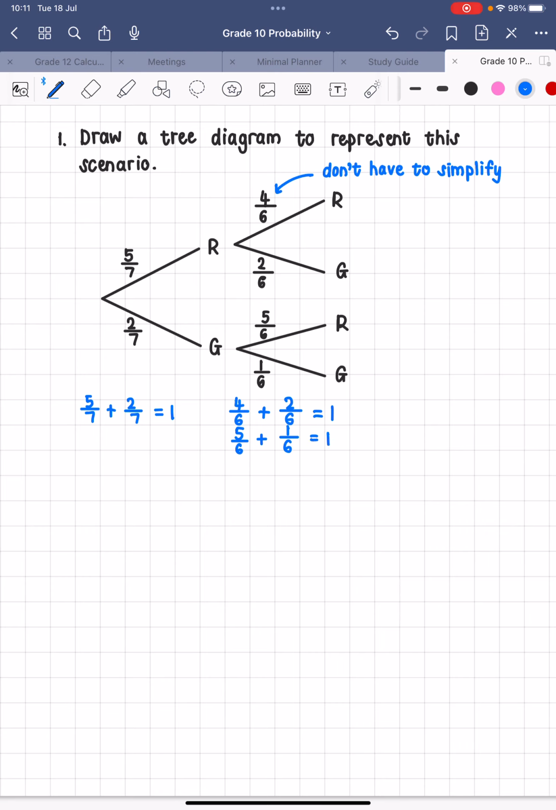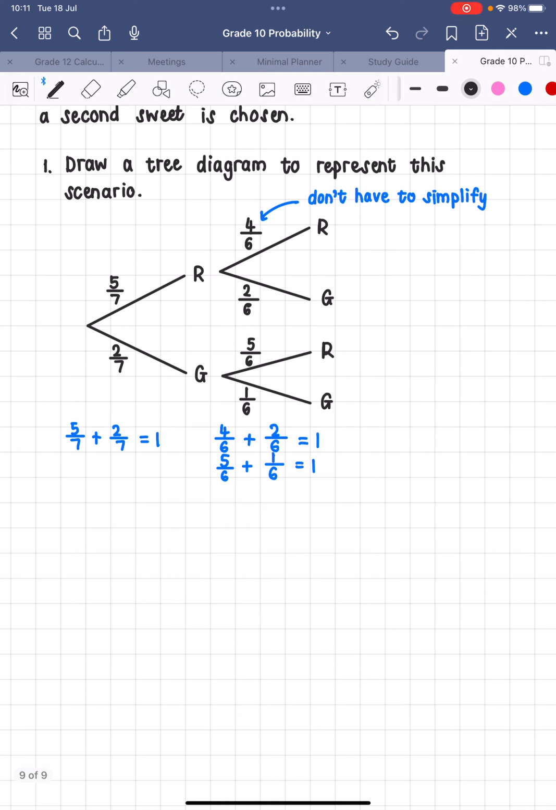Alright, so those all work. Now the last thing that you need to do is list your final outcomes on the side of your tree diagram. So we're just going to write down red and red. You can write RR if you want. If you had written the word red, then you would just say red and red. It's up to you. It doesn't really matter. For this one, we would say red, green. Then green, red, and then green, green.